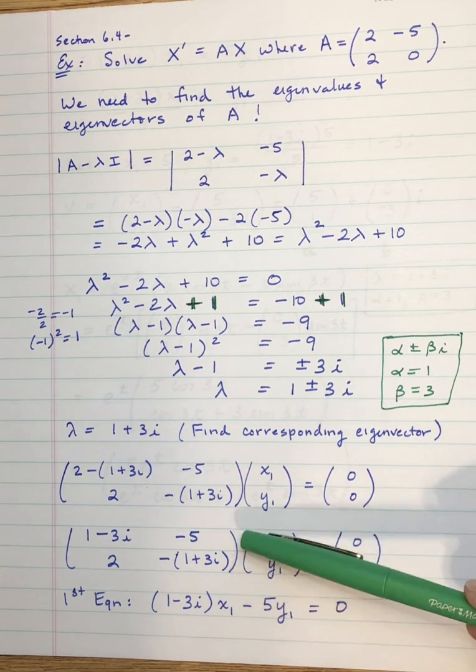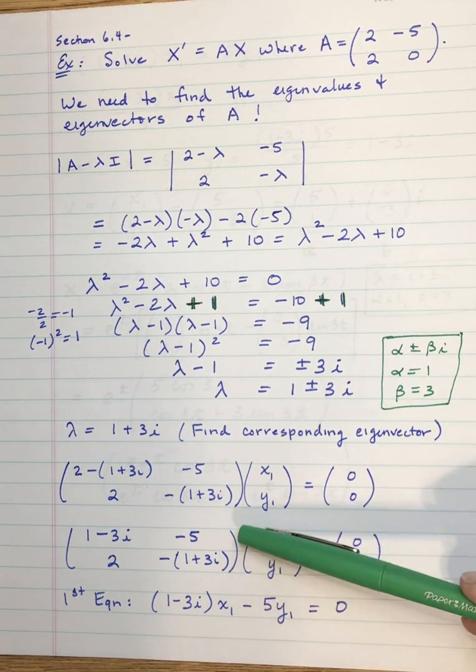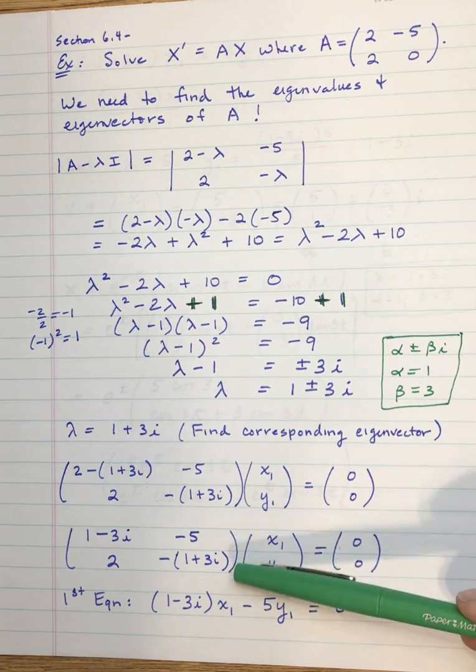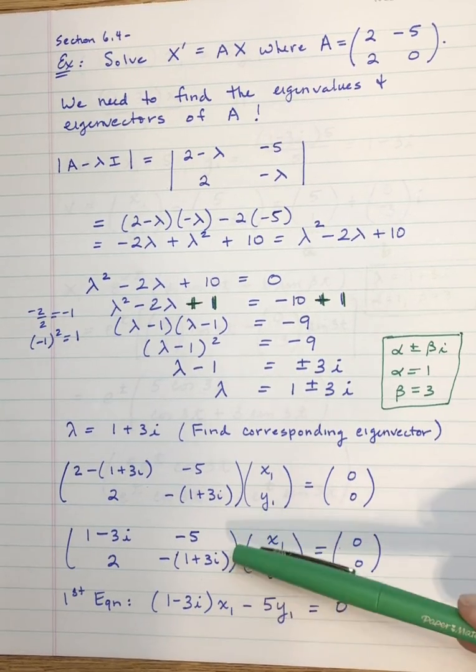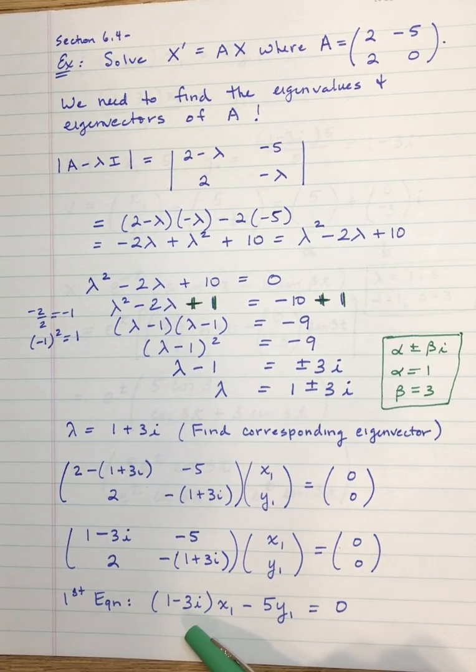Now, it doesn't appear that these two rows are constant multiples of one another. It's not obvious, but they are, because the determinant of this matrix is 0. So just pick one of the equations to work with. I pick the first equation. So I get 1 minus 3i times x sub 1 minus 5 times y sub 1 equals 0.